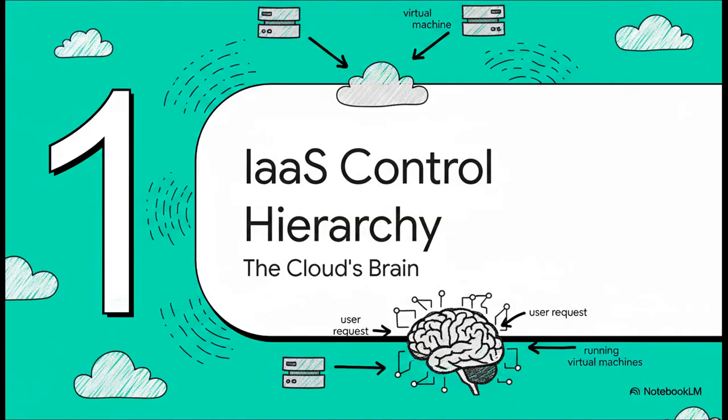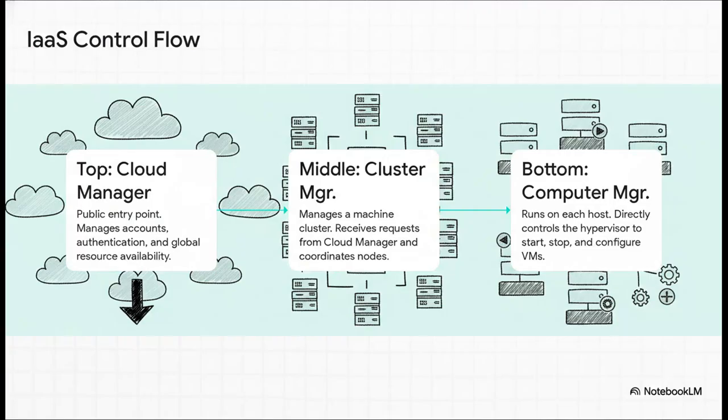First up, the IaaS control hierarchy. I want you to think of this as the cloud's brain. When you go online and click a button that says, "Give me a virtual machine," and then poof, it just appears. Well, this is the invisible, multi-layered system that makes that magic happen in some massive, far-off data center. So check this out. It's a three-level command chain.